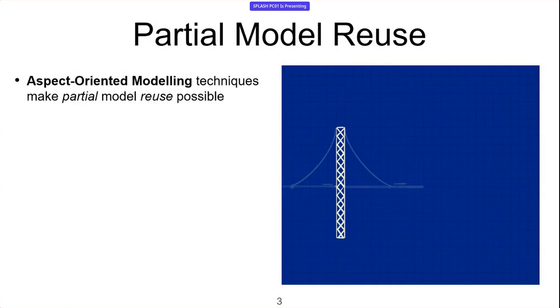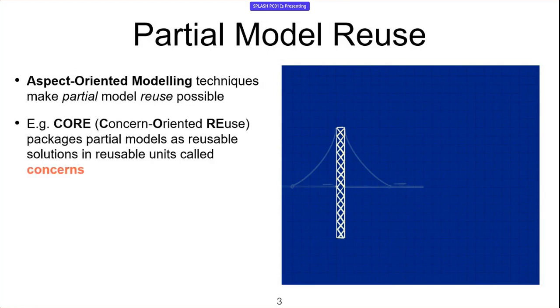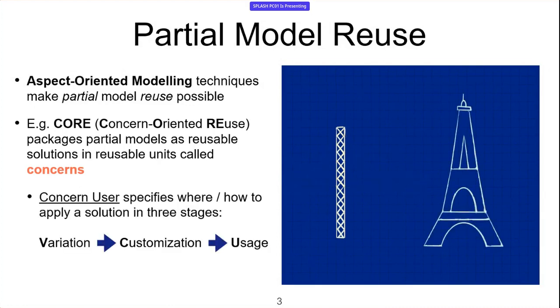It's a technique that allows you to do a partial model reuse, and in particular, one technique that me and some of my coworkers have been working on is called concern-oriented reuse. We have been using aspect-oriented modeling techniques to do exactly that: how to package models in a reusable way, and our reusable units are called concerns. And what we do with concerns is we prepare everything so that a concern user can really easily reuse whatever is packaged in this concern.